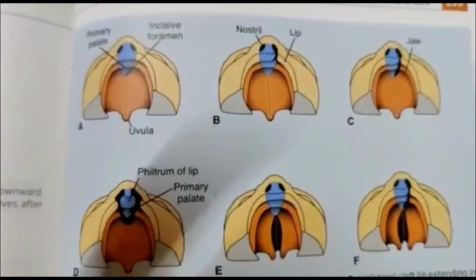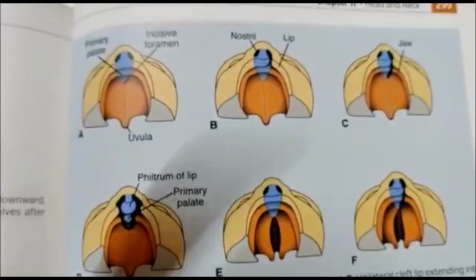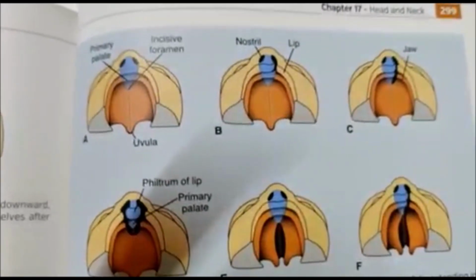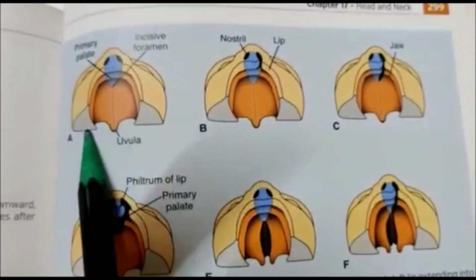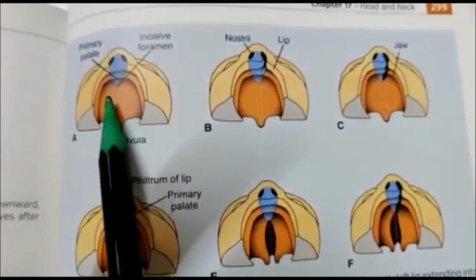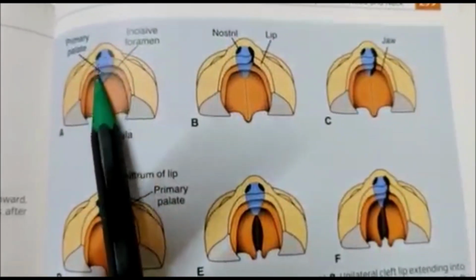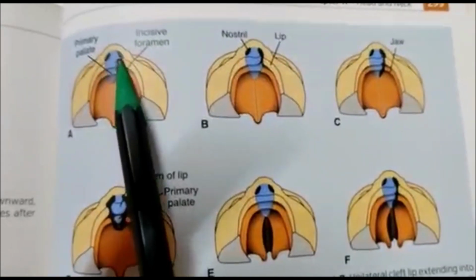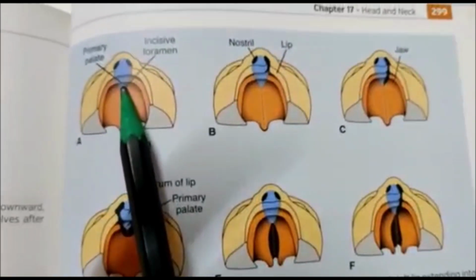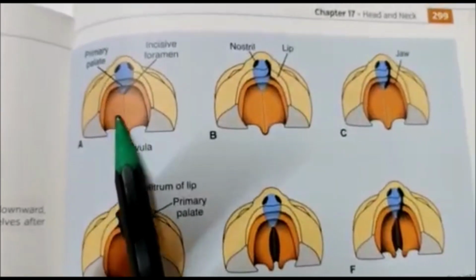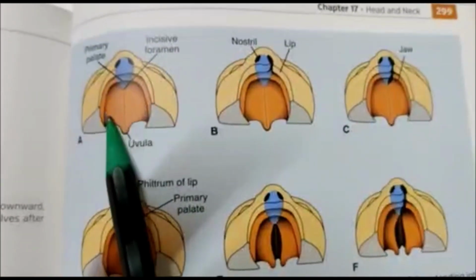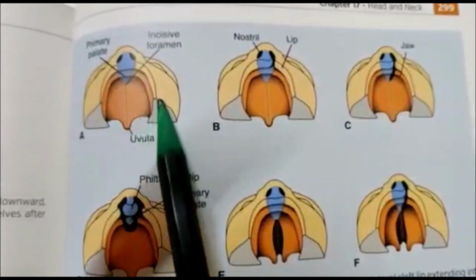These are various pictures which are showing the clefts. These are shown with the mouth open, and in this picture we can clearly see the complete palate with the uvula, and this blue colored area is showing the structures developed from the frontonasal process, and these are the palatal processes which lead to the development of the rest of the secondary palate.